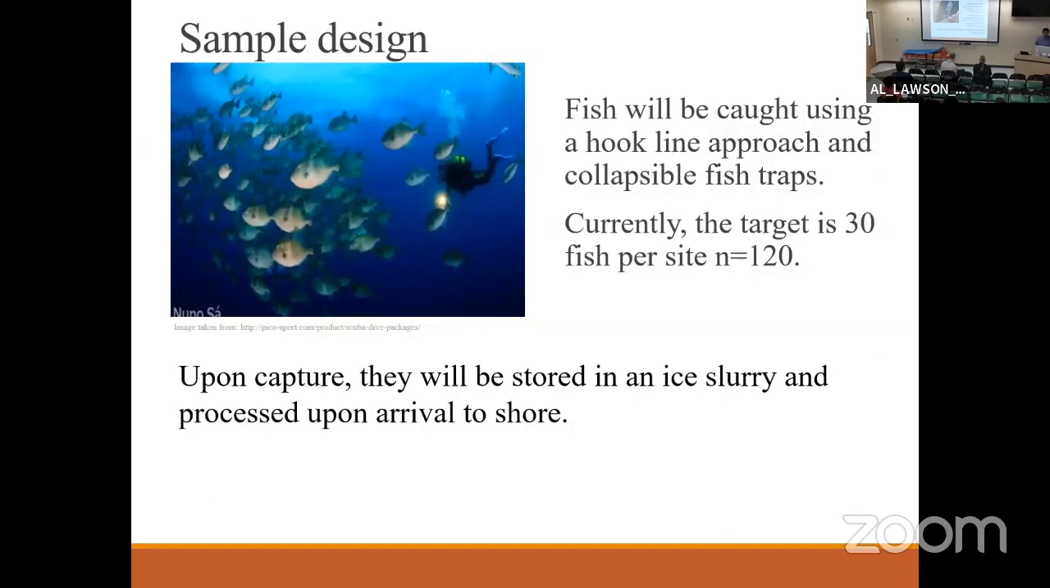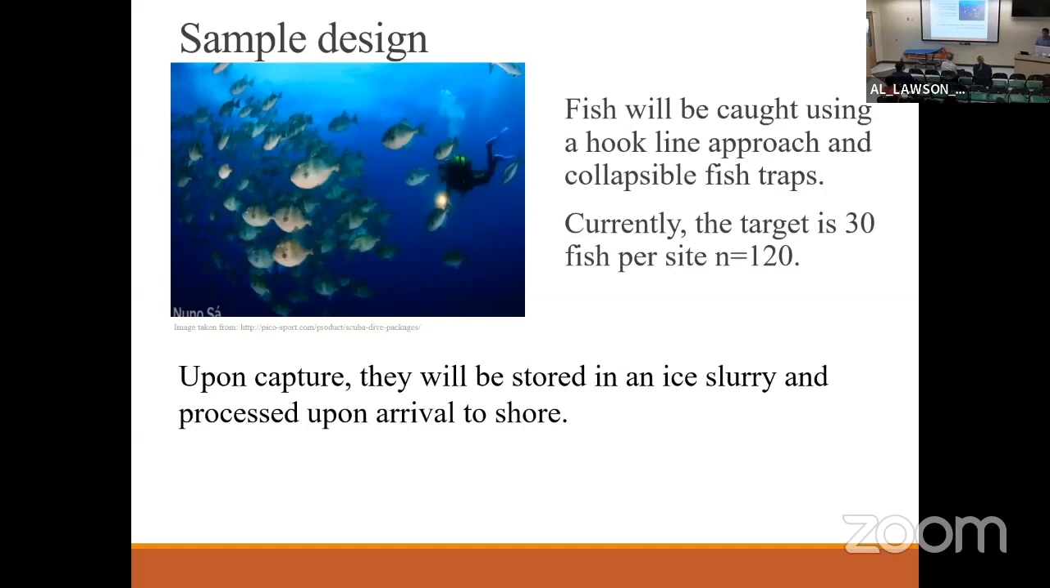So going into our sample design, fish will be caught using the hook and line approach and collapsible fish traps. We've already been out to the field, and using these methods we were able to catch high numbers. Therefore, we will be using this moving forward. Currently, our target is about 30 fish per site, and in total we will have 120.